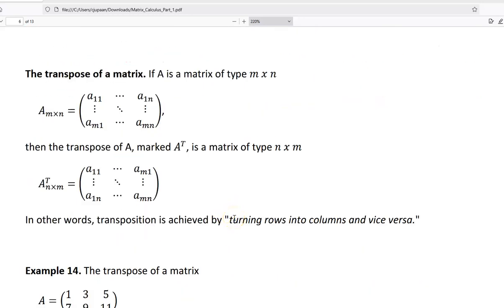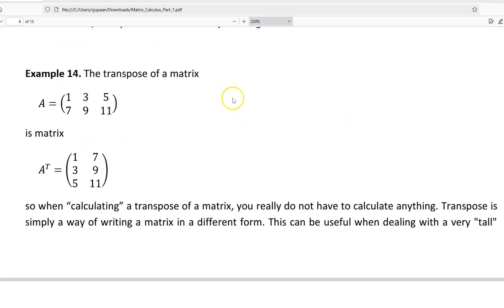Then we have this so-called transpose of a matrix. This is actually not any kind of calculation rule. This is only a way to write the matrix in a different way. Probably this is easier to understand if we take the example.